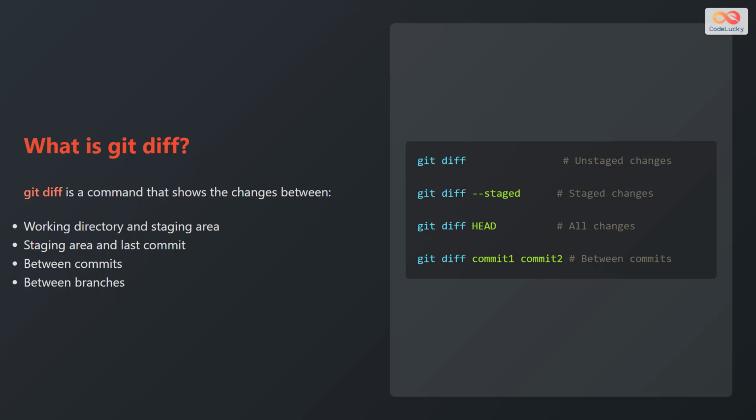Here are some basic commands for using Git Diff. Typing git diff shows unstaged changes. git diff --staged shows staged changes. git diff HEAD shows all changes. And git diff commit1 commit2 shows the differences between two specific commits.